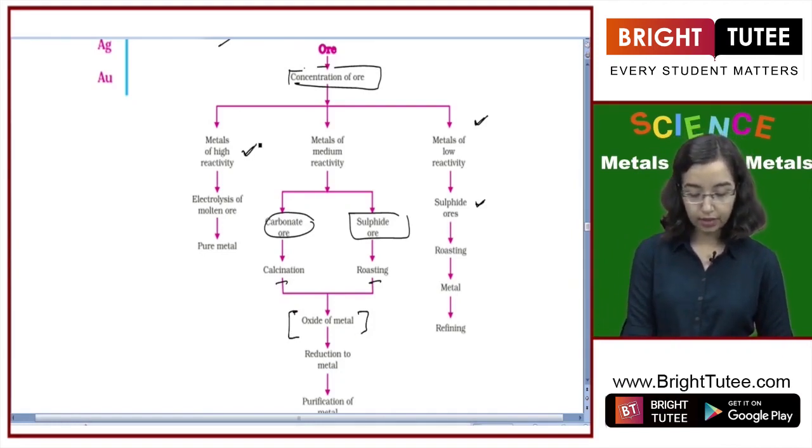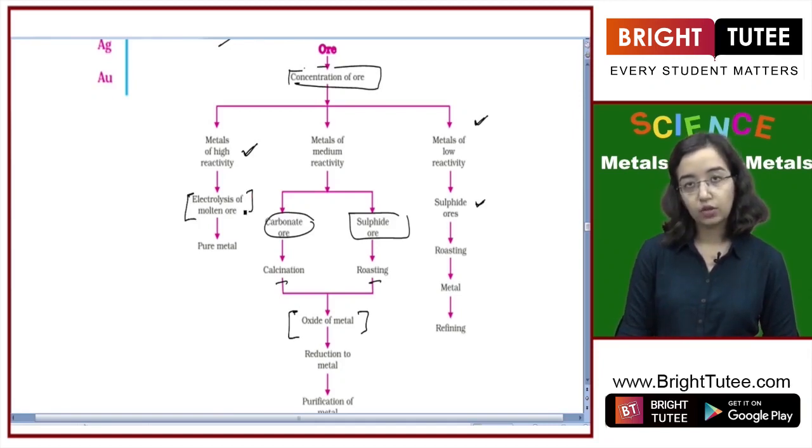For the highly reactive metals, none of these processes will work because they have such strong affinity for their respective carbonate, or the form that they are in. That is why we only have one option of electrolysing. So we do electrolysis of the molten ore and we obtain pure metal from it.